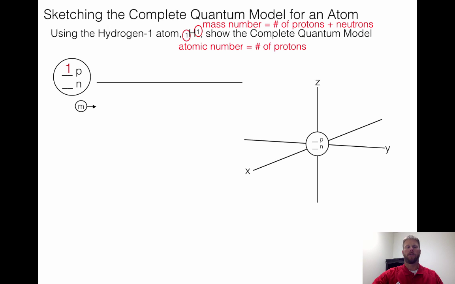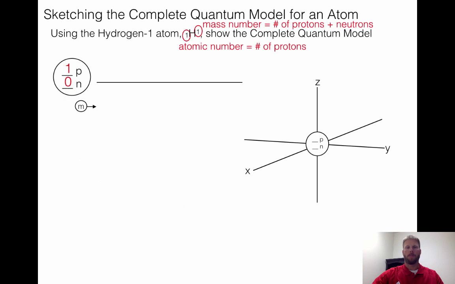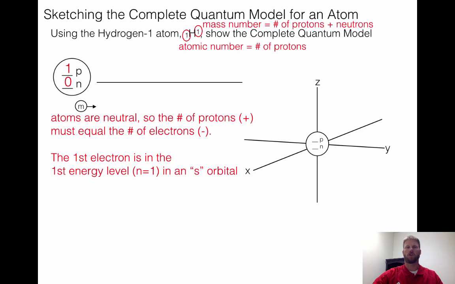Now the superscript is the mass number, and the mass number is the number of protons plus the number of neutrons. If we want to find the number of neutrons in the nucleus, all we have to do is take the mass number minus the atomic number. So in this case, we take 1 minus 1 and we get 0. A hydrogen atom has no neutrons. Remember that an atom has to be neutral overall. So if we have 1 proton, 1 positively charged thing, we must have 1 electron, 1 negatively charged thing.